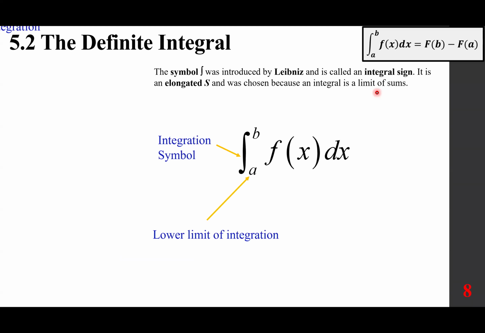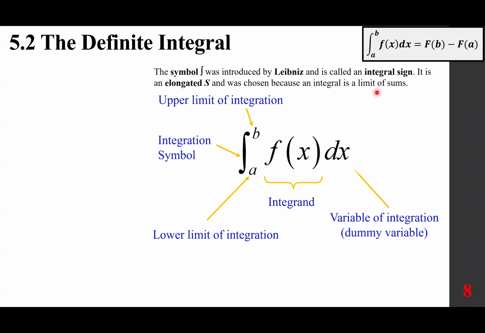A is the lower limit of integration. B is the upper limit of integration. F of x is what we are integrating, the anti-differentiating integrand. Dx is the variable of integration.